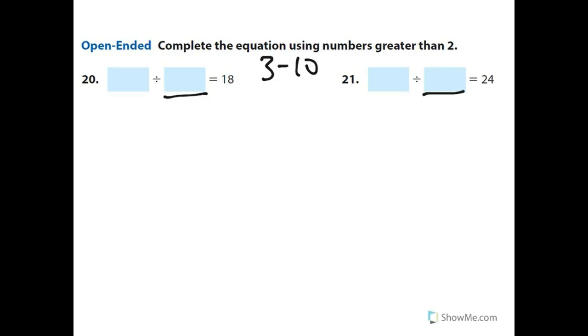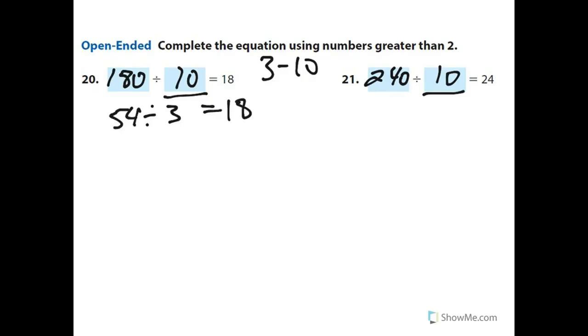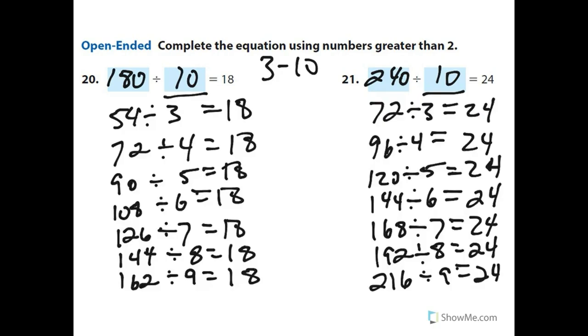Alright, you know what I did? I did the simple one. 180 divided by 10 is 18. 240 divided by 10 is 24. And there are so many other ones we can do. We can do 54 divided by 3 equals 18. And I'm going to go ahead and pause and show you the ones that you can have between 3 and 10. Alright, so those are all the equations that you can use with dividing between 3 and 10.